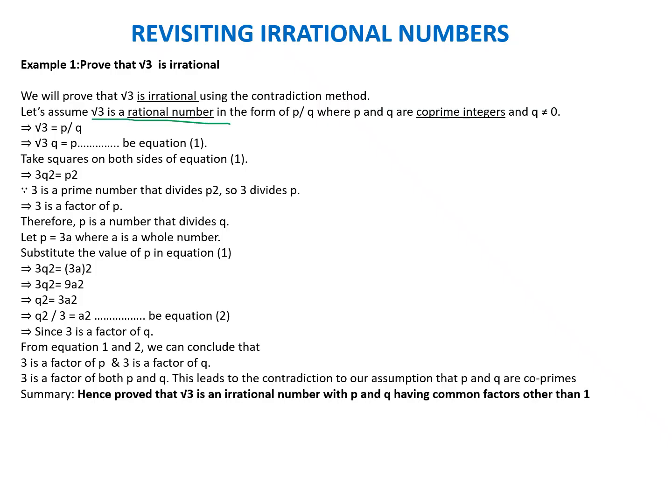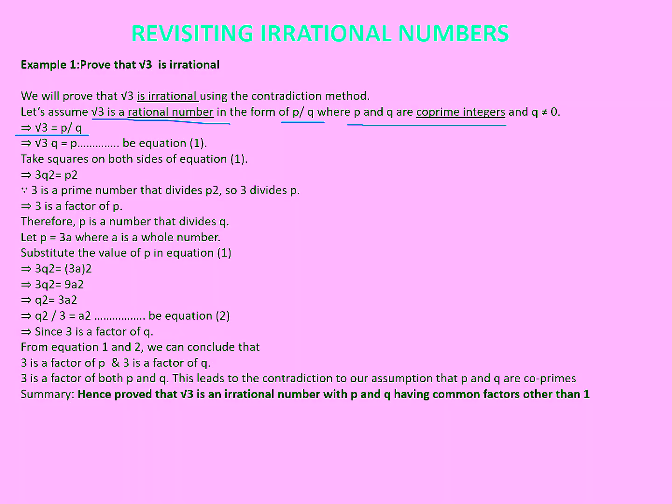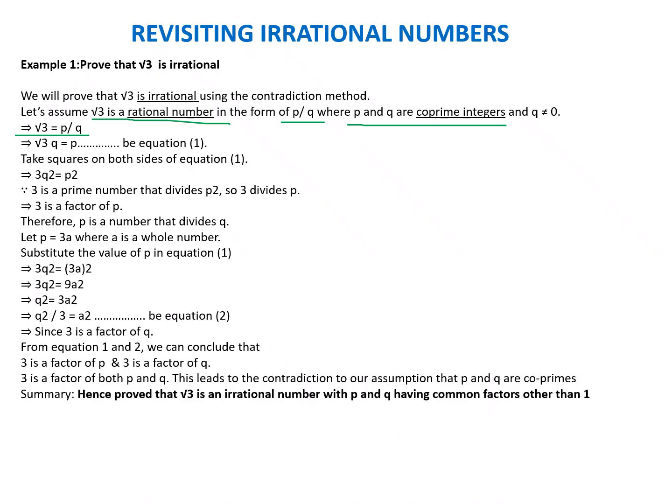Again, when we are talking about root 3 as a rational number, we are saying that it can be represented in the form of p by q, where p and q are both co-prime. Now we are saying that root 3 is equal to p by q, and we have multiplied q with root 3, so root 3 q is equal to p. Take the square of both the sides. So root 3 squared becomes 3, q becomes q square, and p becomes p square.